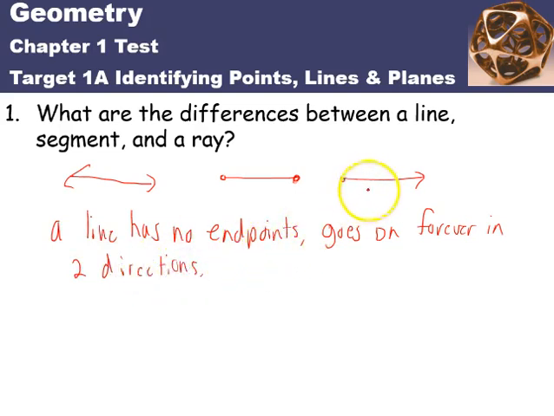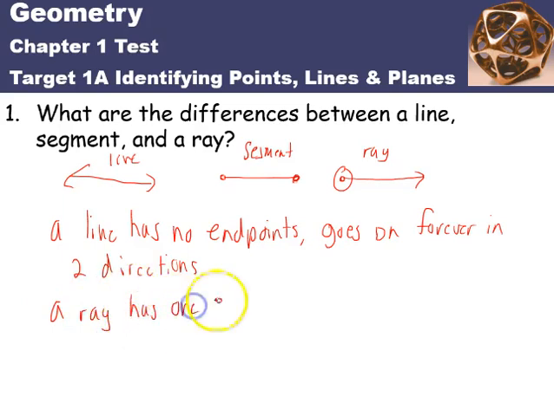Okay, versus a ray, remember this is a segment, this is a ray, and this is a line. Okay, a ray has one endpoint right there. A line has no endpoints, a ray has one endpoint. And it goes on forever also, but only in one direction.